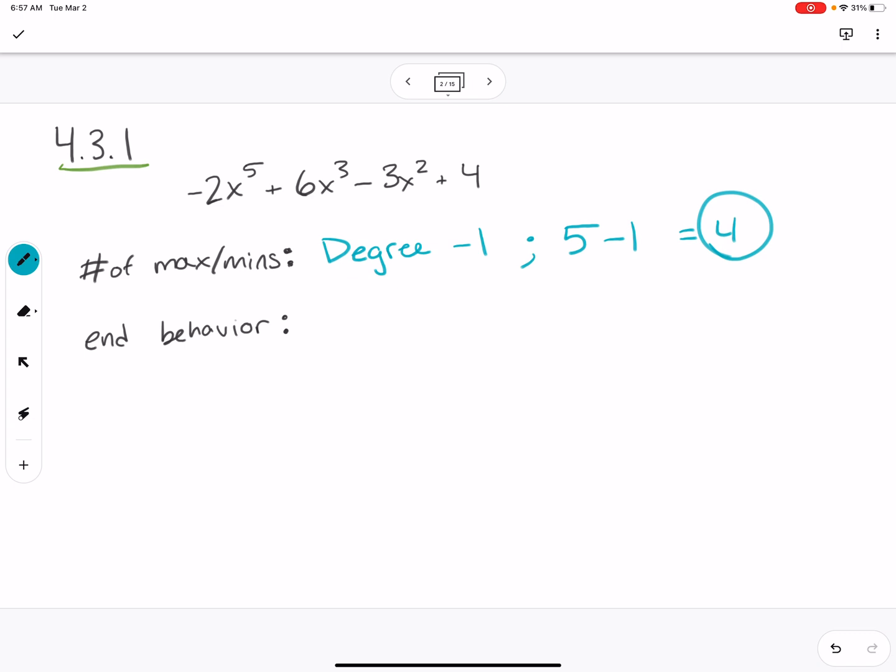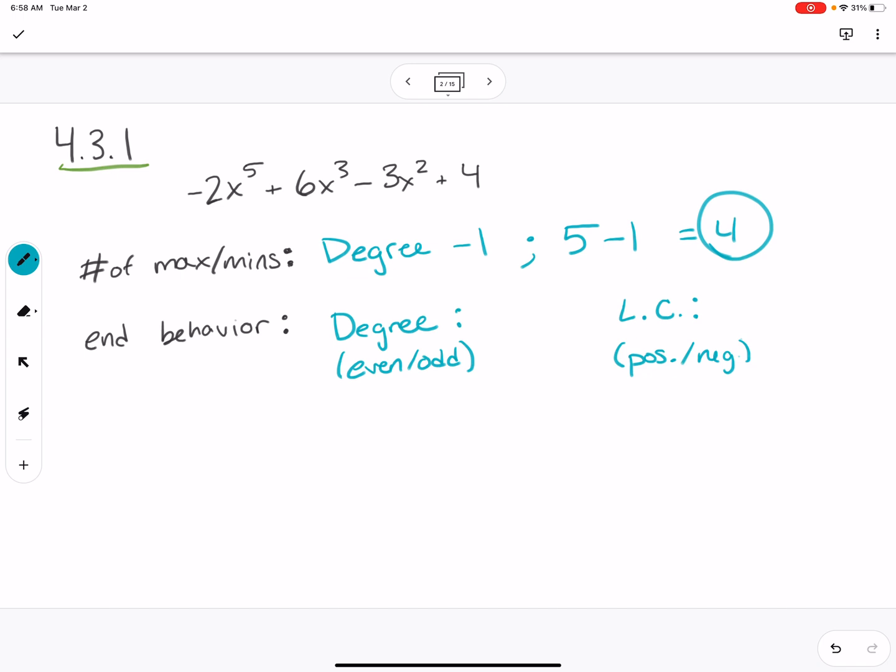All right, now it's time for the little bit trickier part, which is end behavior. For end behavior, you need to look at two things. You need to look at first the degree, and specifically in the degree, whether it's even or odd. The second thing you need to look at is the leading coefficient. And specifically with our leading coefficient, you need to decide if that is positive or negative.